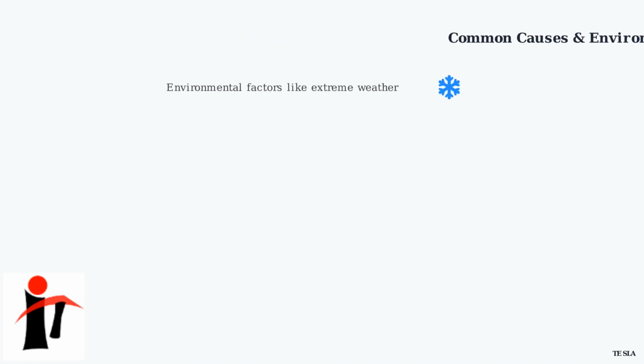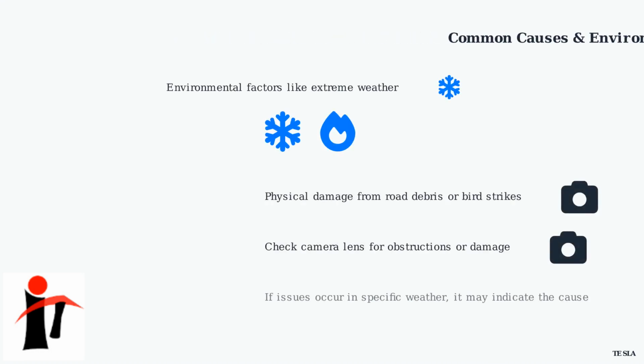Beyond software glitches, environmental factors can play a role. Extreme weather, like heavy snow or intense heat, can sometimes temporarily affect camera performance. Physical damage from road debris or even bird strikes can also cause issues. Check the camera lens for any visible obstructions or damage. If the issue consistently occurs in specific weather conditions, that could be a clue to the root cause.